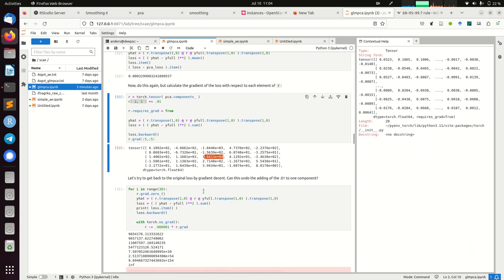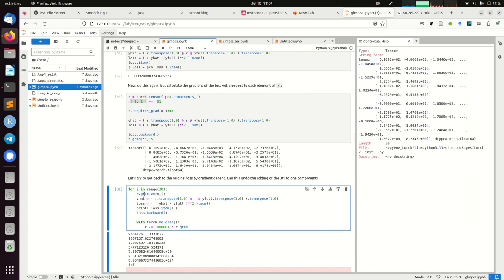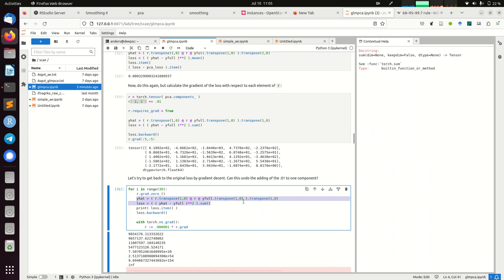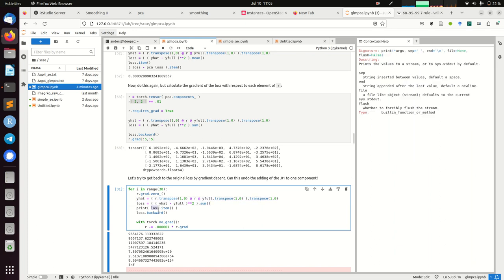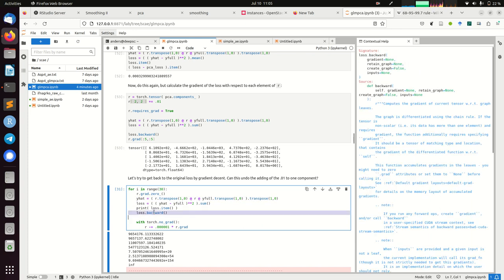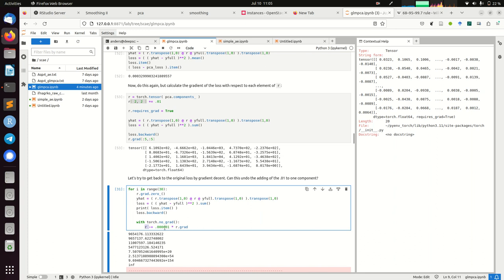And I can now use this to reconstruct my loss and get back to my actual original loss. What I do for this is here: I calculate forward, you see y hat and the loss, and then I print the loss, and I tell it to calculate the gradient, and then I say, take my matrix R and subtract its own gradient. So what we do is called gradient descent.